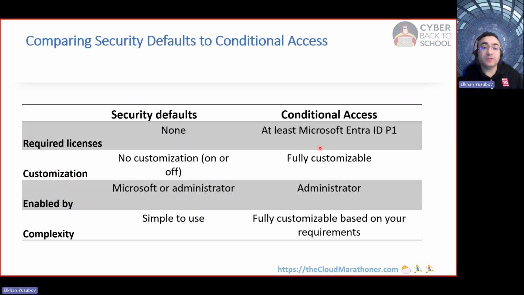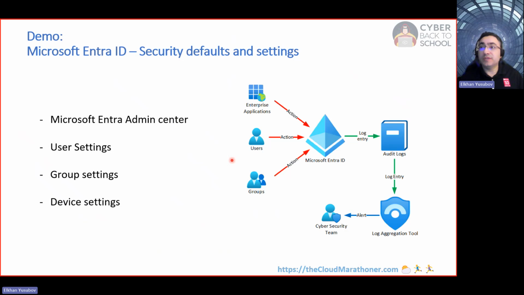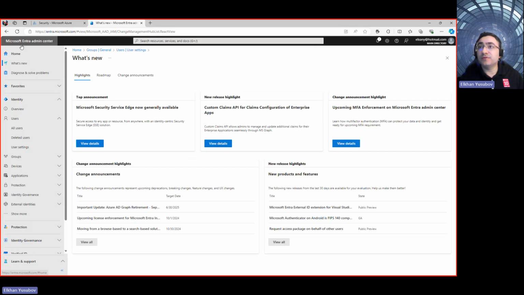Now it's time for the demo. Let's look at Microsoft Entra ID security defaults and the settings that you get once you enable them. Okay, so this is a small intro about the demo. We'll look into the Microsoft Entra Admin Center. We'll look at user settings, group settings, and device settings that you can go ahead and work with. So let's switch the screens here. So this is the Microsoft Entra Admin Center where I switched in.